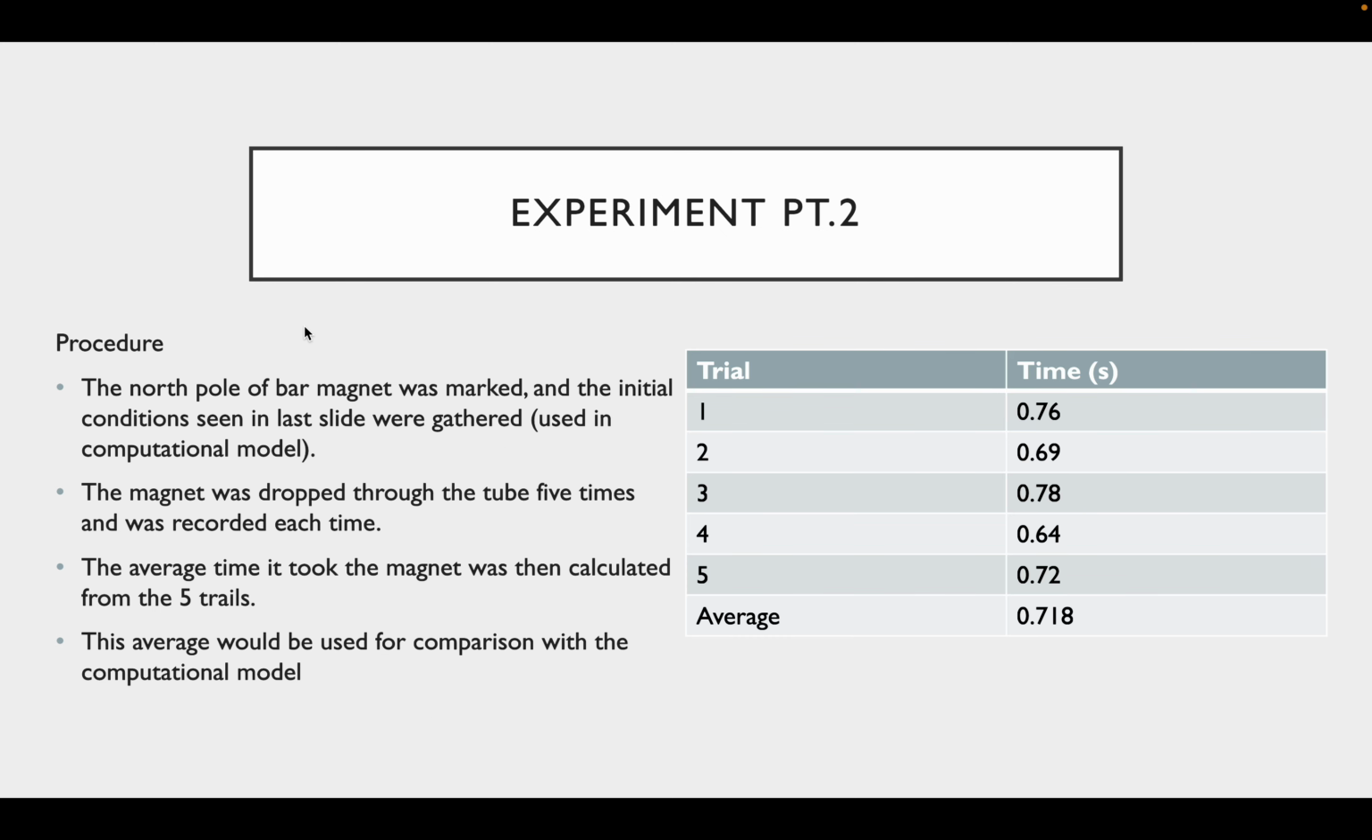So in terms of the procedure, the bar magnet was marked at the North Pole, and then the initial conditions, as I showed on the last slide, were gathered. It was dropped through the tube 5 times, and each time we extracted the time it took to fall through the tube. We took the average of these 5 trials, and this average would be used for comparison. And obviously the average was 0.718 seconds, as I said before.